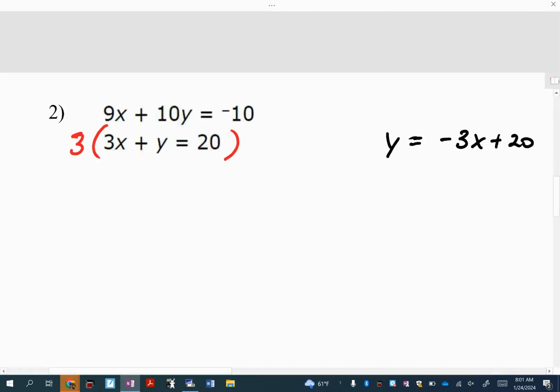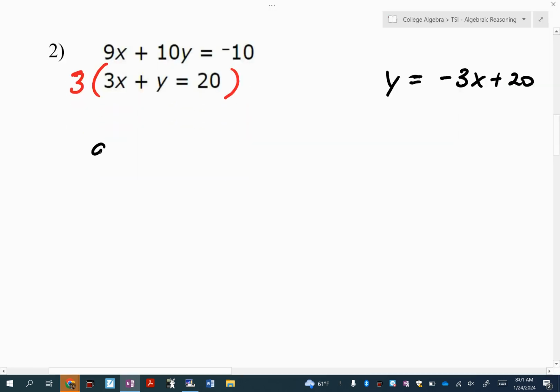It doesn't matter. Okay, so here we go. Ready? So copy down the 9x plus 10y equals negative 10. I'm not changing that equation. But what's going to be my new second equation?